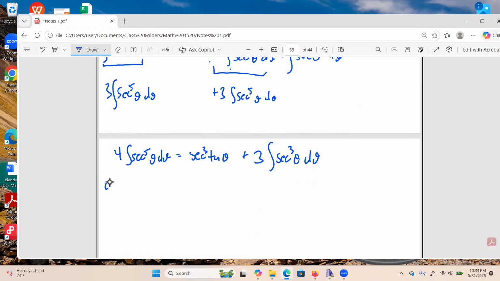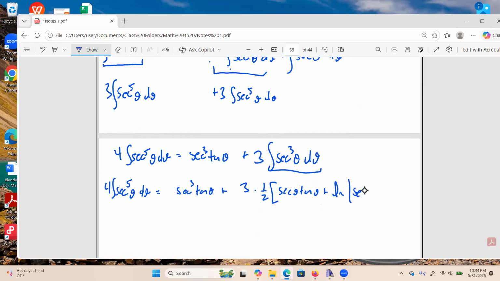So we're going to say this is 4 times the integral of secant to the fifth theta d theta, which is equal to secant cubed tangent theta plus 3, and I'm just going to integrate this in one little spot here, times 1/2. And now we have secant theta tangent theta, that's the derivative, plus the natural log of secant theta plus tangent theta. Okay, and that's what we have for that piece, plus c. So we've got a little bit of stuff to clean up here. It's not going to be too bad, but it's a little bit. So let's check to make sure we've got that going on.